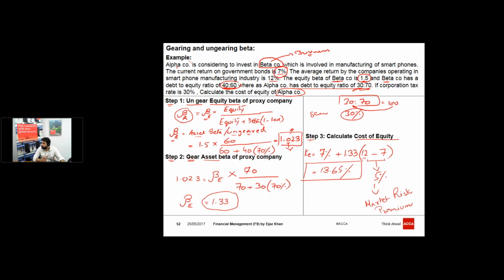If alpha company had the same debt to equity ratio as beta company, 30 to 70, then it would mean that beta company's beta, that is 1.5, should have been used as the equity beta of alpha company. There was no need for gearing and ungearing at all. The same equity beta would have been used for alpha company. We did not need to change any beta values.